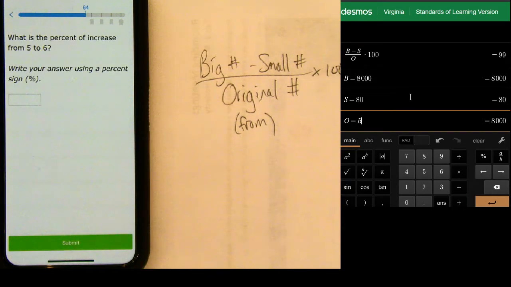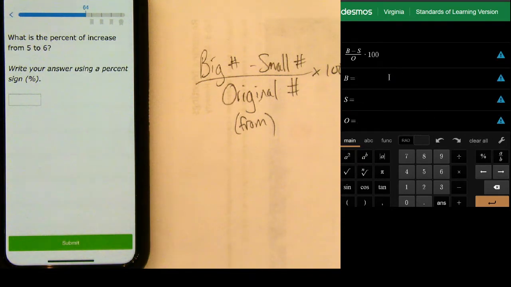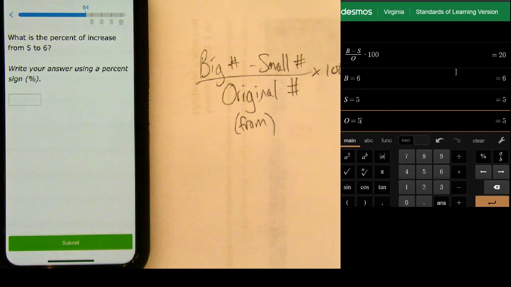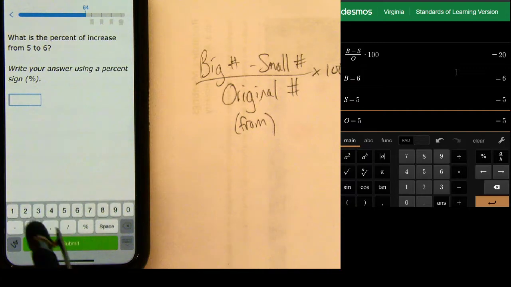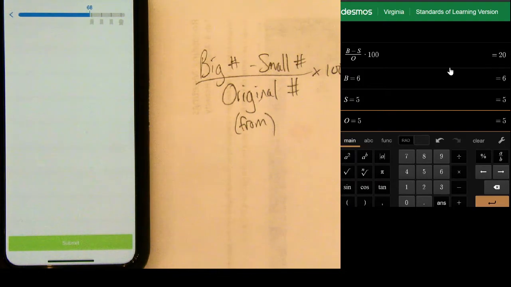Moving forward, it says what is the percent of increase from 5 to 6? Now we're going to get a little bit closer here. So let's go back to our big number, 6, small number, 5, and our original is going to be 5 as well. So we're going to say 20% increase. Getting close to that finish line.